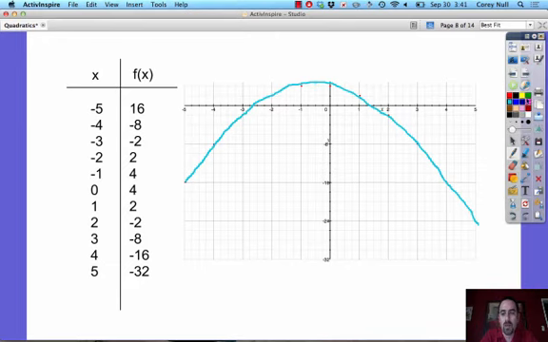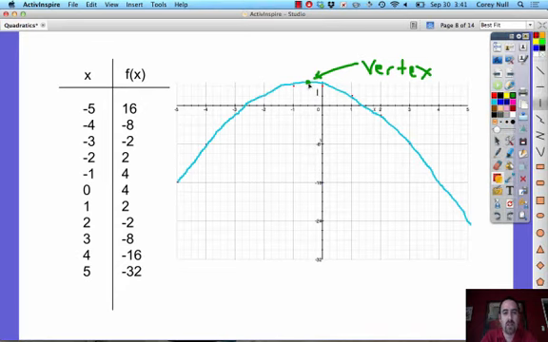I'll make it green, make it a little bit bigger here. Right in here. Boom. There's the vertex. Okay. That also means that we can easily find the axis of symmetry. The axis of symmetry will go right here. Boom. There it is. So that if I were to try to fold this in half like a piece of paper, it would look exactly the same on one side as the other.